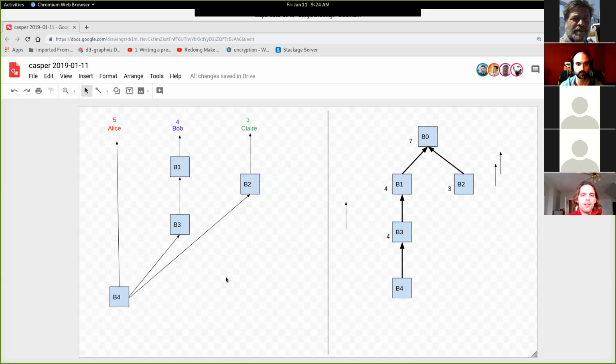So now the question is, can Alice also include, she doesn't need to include the Genesis block as a separate parent because it's already an ancestor, right? She's descended from it through Bob's chain here. But the question is, can she also include Claire's block? So we have to know, are they compatible?